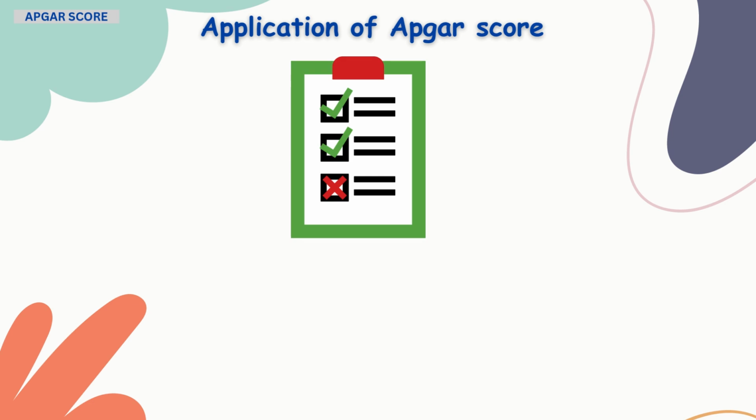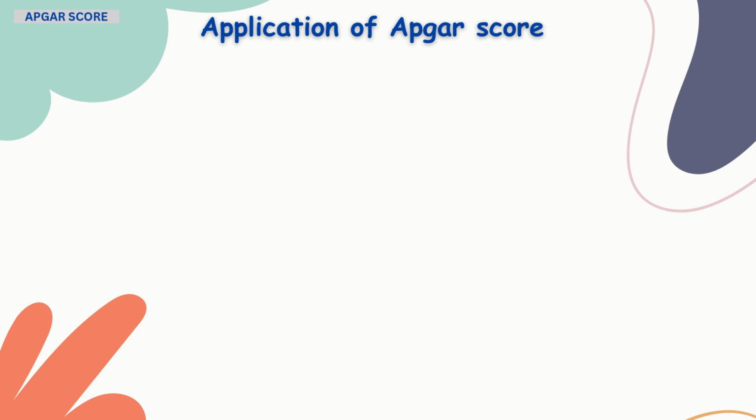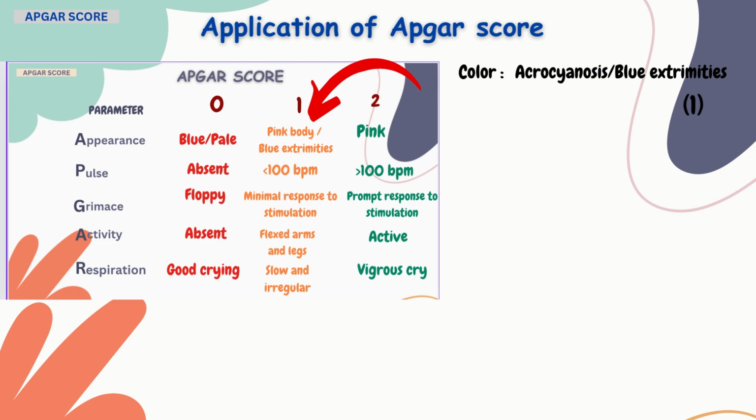We have read the scenario, we have all the parameters with us. Now how will we score the baby? Let's score the baby in the scenario based upon the table that we studied earlier. So we are given this set of parameters. One of the parameters is color. In the scenario, a condition called acrocyanosis or blue extremities is mentioned. So as per the table, the newborn will be getting a score of 1.